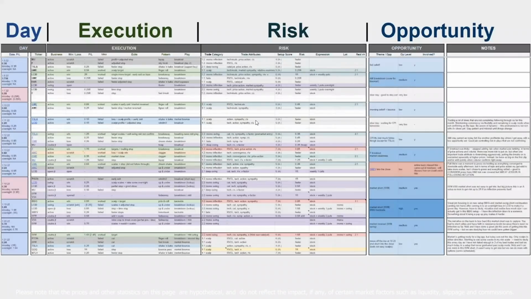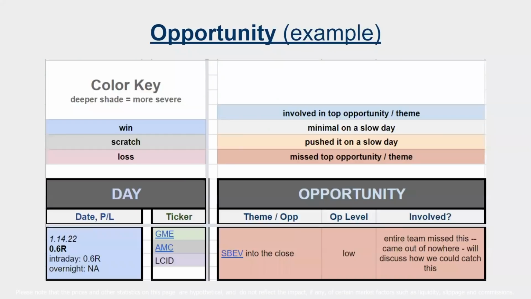So the last section is opportunity, the opportunity level of the day, and the main question I'm asking myself was, what was the best opportunity for me, and was I involved? And that's how I'm color coding it. So in this case, this SBEV into the close was the best opportunity for me. And this was something that I absolutely missed.